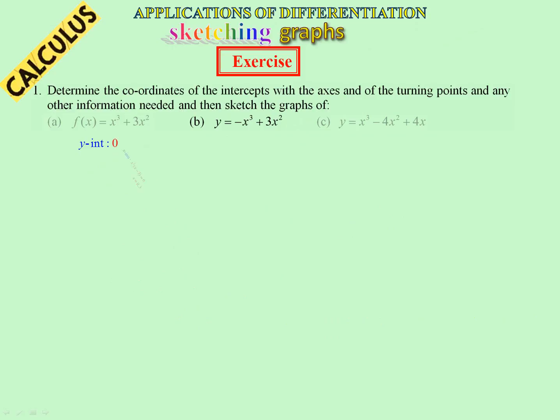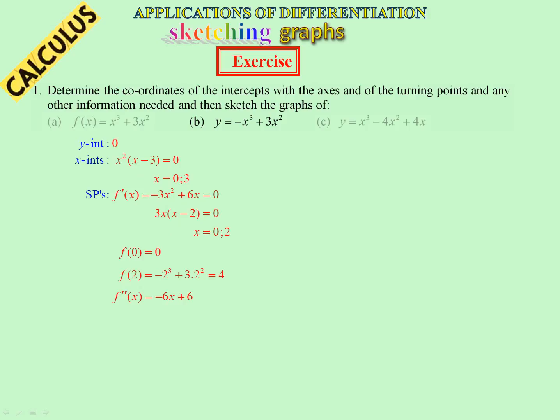Y-intercept, x-intercept, derivative equal to 0, substitute into the original. We now have our coordinates of our stationary points.